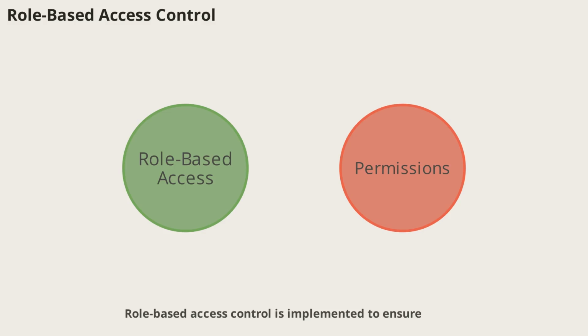Role-based access control is implemented to ensure users only interact with their own data. Permissions are assigned based on user roles, restricting access to sensitive information and operations. This approach enhances security and prevents unauthorized actions, maintaining trust and reliability within the platform.